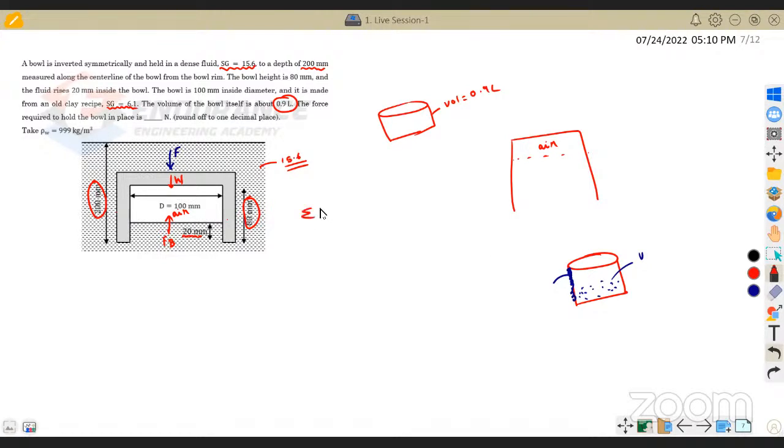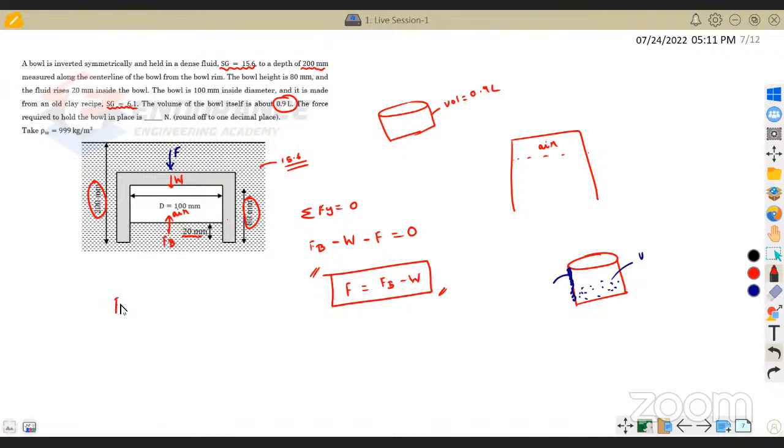So simply I can use summation of Fy equal to 0. And if I use this, I can state that FB, which is acting up, minus the weight of the bowl, which is acting down, and minus the force which I applied, which is acting down, is equal to 0. So F is simply going to be, I will bring that W also to that side, FB minus W. So this is what I need to find out. Now for finding this out, I need FB and also I need W.